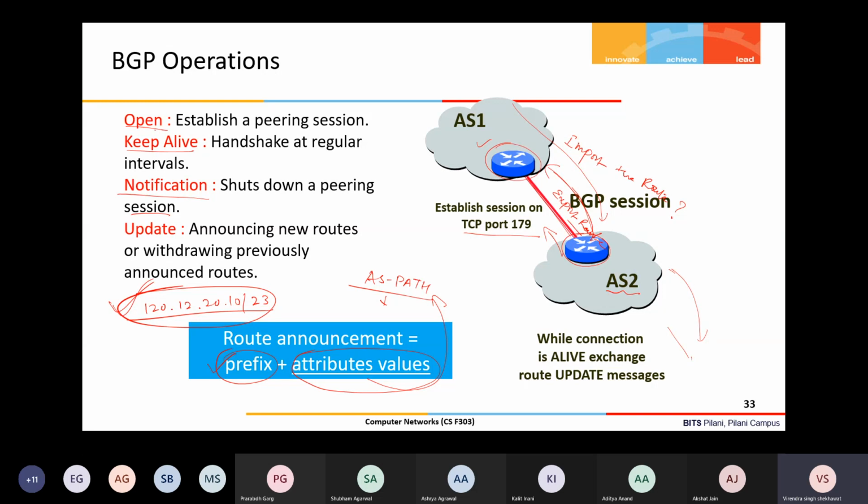Because if this consistency is not maintained, then it's a problem. If AS2 is exporting a route, but then when AS1 sends the traffic on that, AS2 denies that, no, I cannot forward this, then it will be a problem, right? So hop by hop consistency is a must.